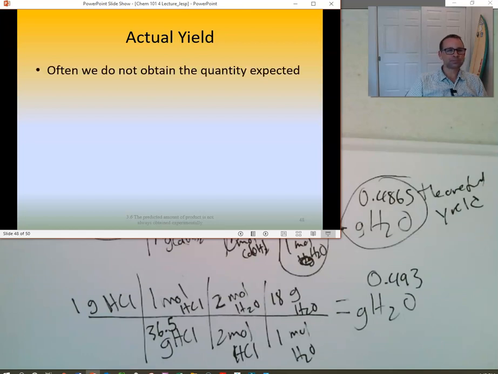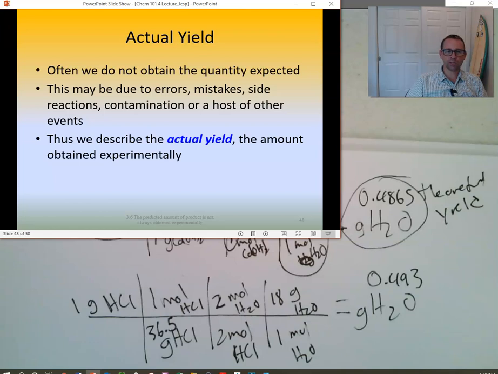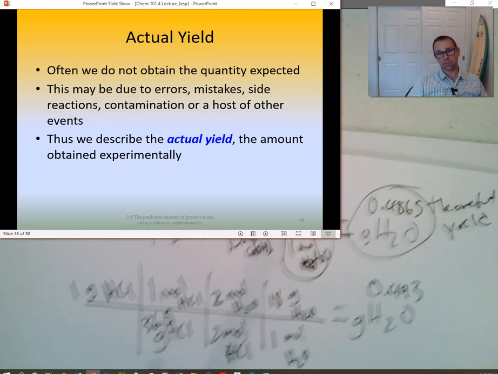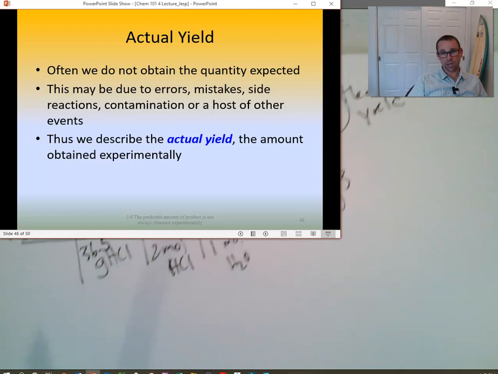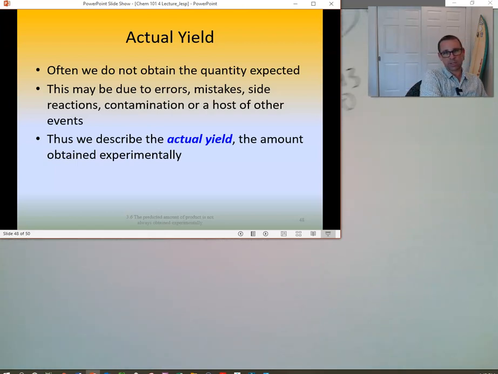Actual yield. Oftentimes when we perform a chemical reaction, we don't actually get as much as we think we're going to get. And that can happen for a lot of different reasons. It's kind of like when you make cookies. Usually on the recipe it says this many cups flour, this much butter, this much sugar, this much salt, and then in the end it says this should make 24 cookies, or this should make 36 cookies. It's telling you how much it should make. And that is like a theoretical yield because it's telling you how much it should make.